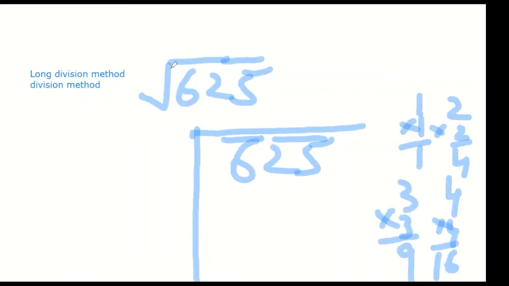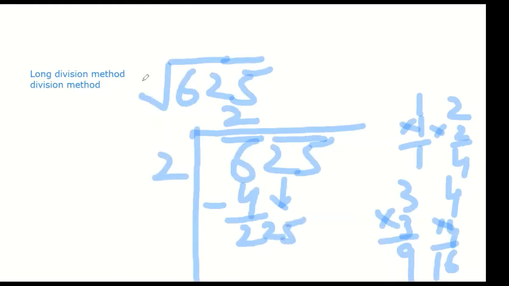So 2 into 2 is 4. 4 is lesser than 6. 9 is greater than 6. I compare, and 2 will be the better prospect. I write 2 here, 2 here. I write 4 here. 6 minus 4 is 2. I bring down 25 from the top.